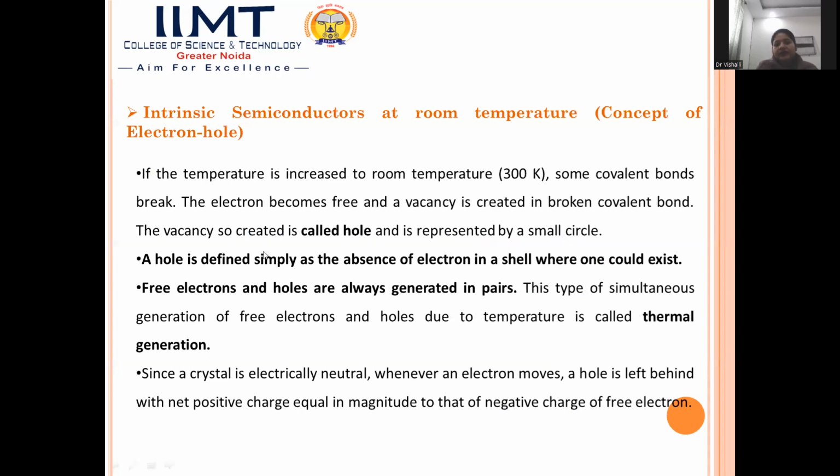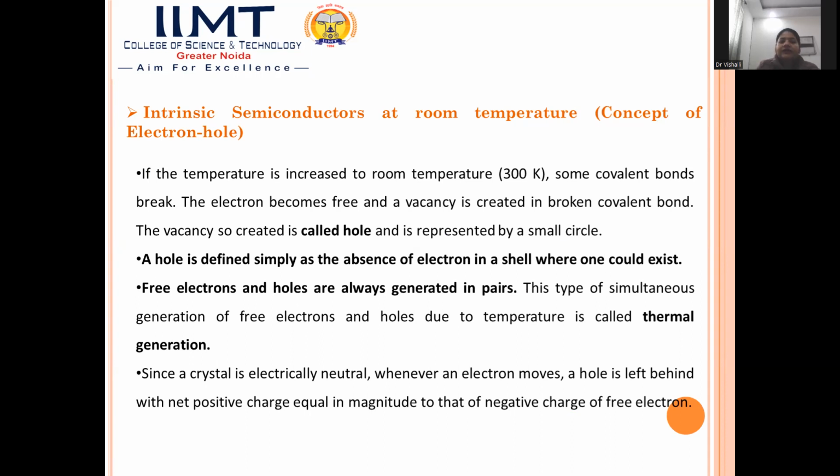Now, what is a hole? It is not to be confused with some kind of particle. It has no existence of its own. It is just the vacancy which is generated because the electron has left that place, or simply we can say that it is the absence of the electron in the shell where the electron should be. Now the electron is not there. That is why there is a vacancy, and that vacancy is called a hole.